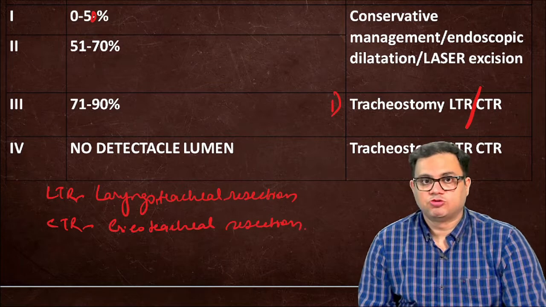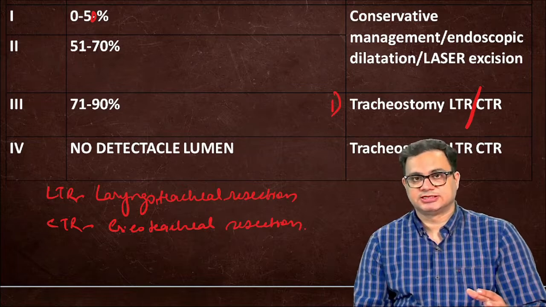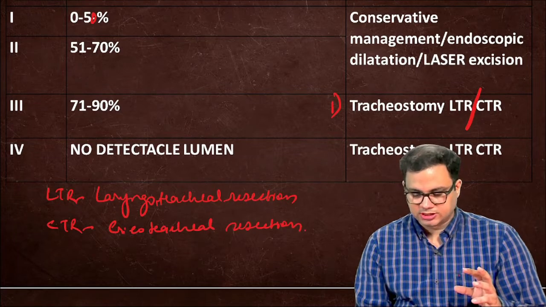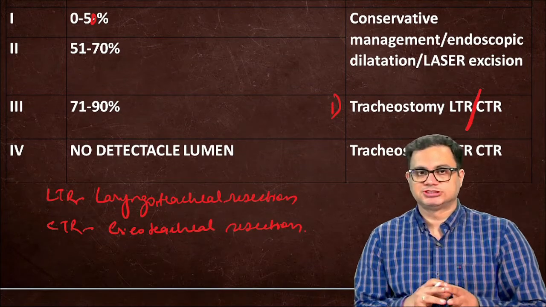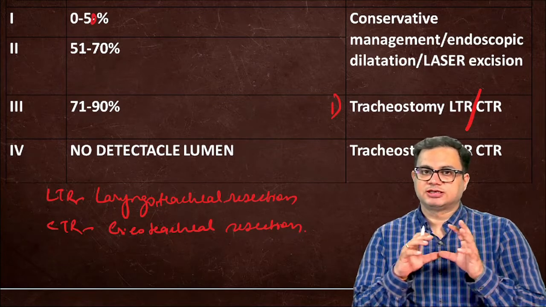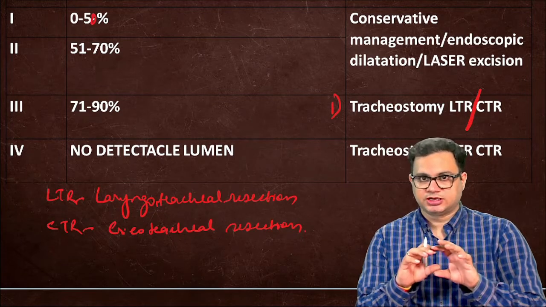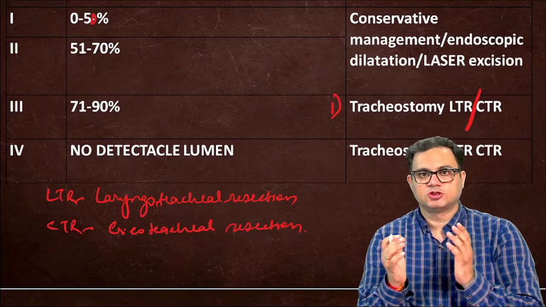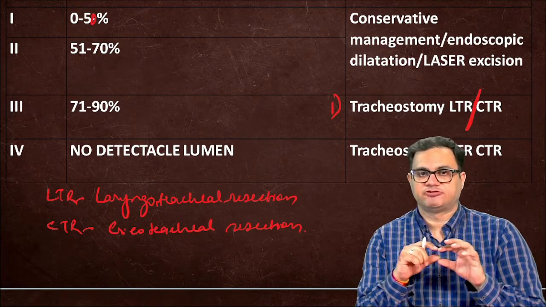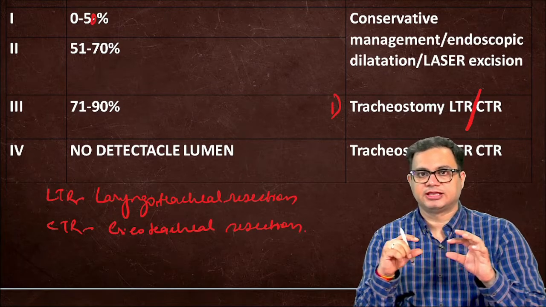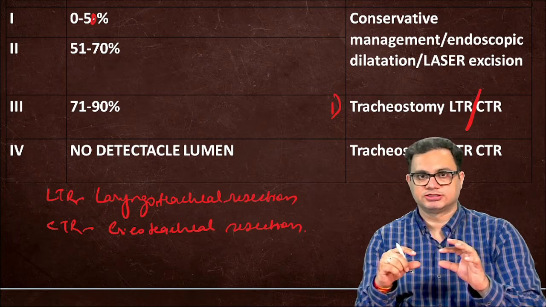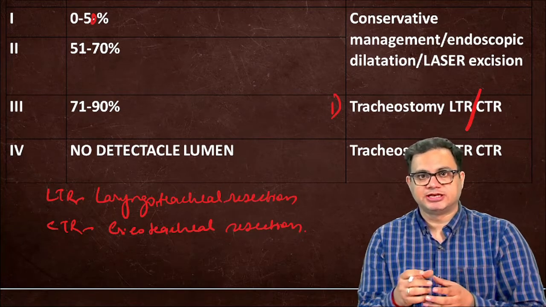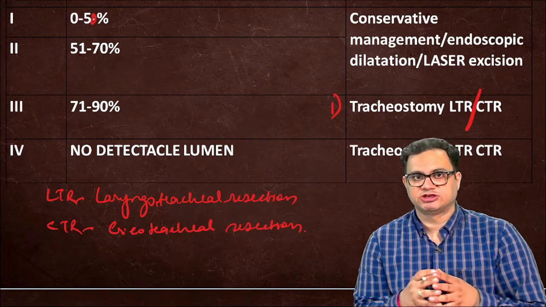Now, in a laryngotracheal resection, the way we remove the stenosis part is that we cut through the anterior lamina of the cricoid cartilage, open it, remove the obstruction, and put a graft in between the anterior lamina and the posterior lamina of the cricoid cartilage. We also put a Montgomery T tube in between, which will act as scaffolding.